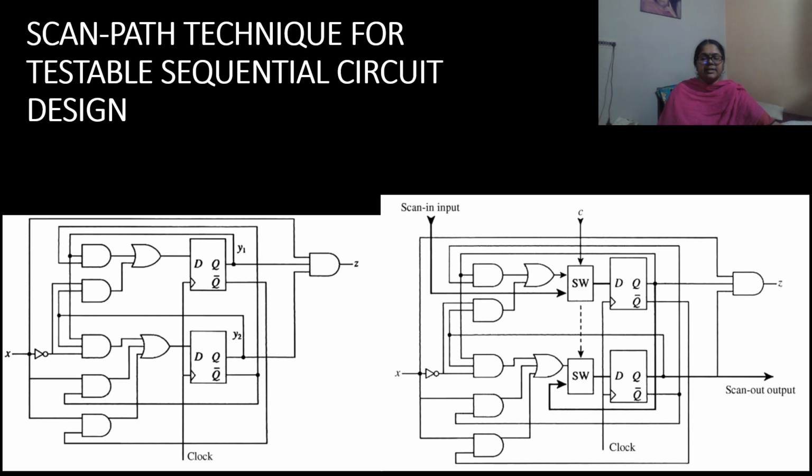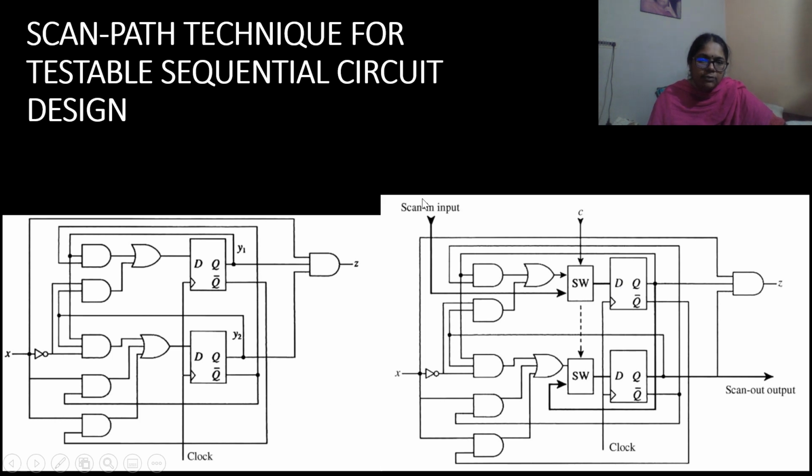The procedure for testing the circuit is as follows. Set C equal to 1 to switch the circuit to shift register mode. Check the operation as a shift register by using scan-in inputs. So we know that when C is equal to 1, the second input to the switch is going to be chosen and sent to the output. So what does this mean? The scan-in input, which is acting as the second input to this particular switch, is going to be selected and given to the D flip-flop.